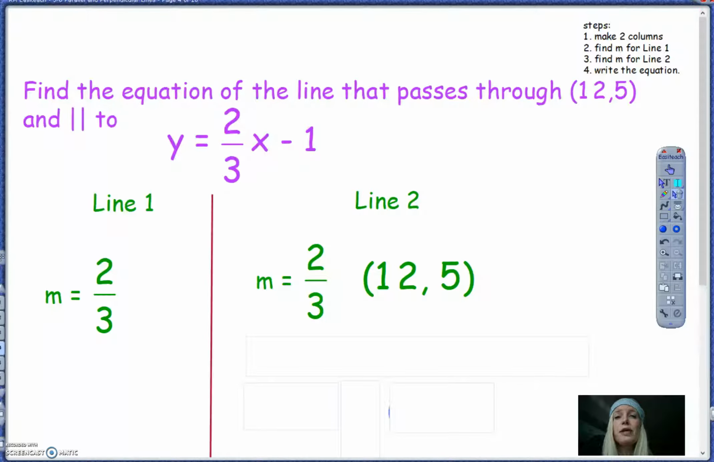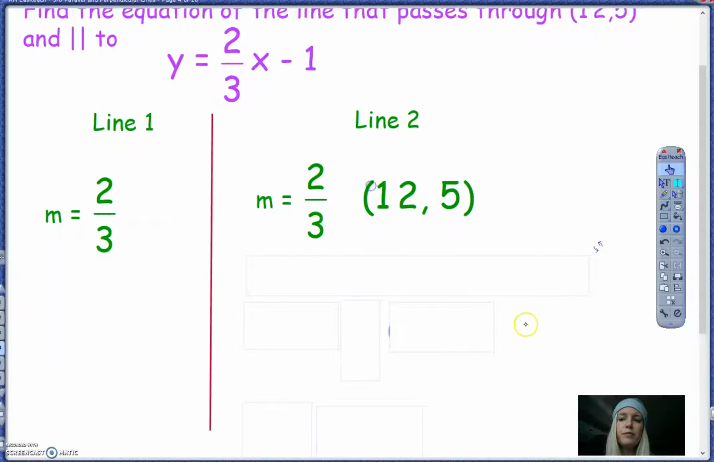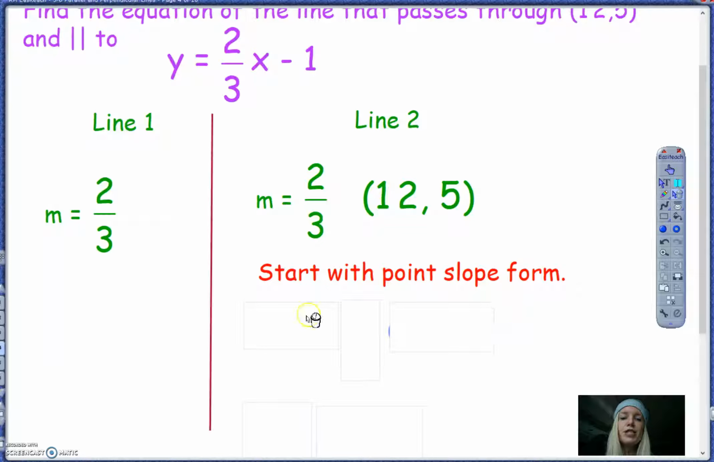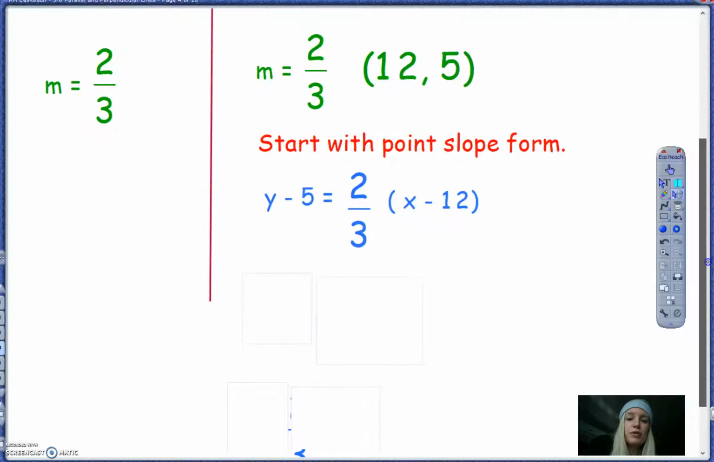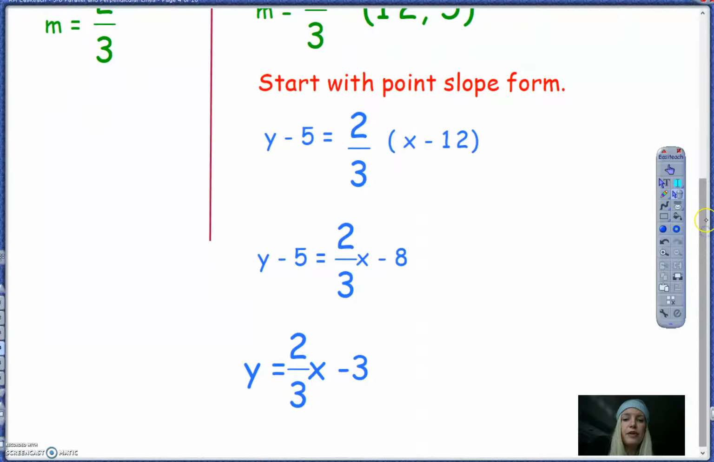All right, so now to write the equation for the second line, well, we have our slope and we have a point. So what we're going to do is we're going to use our point-slope equation. Start with your point-slope equation. So we have y minus 5 equals our slope times parentheses x minus 12. All right, so that's what's given. Now we just have to simplify this, because when you write your equation, you should write it in slope-intercept form. So what we're going to do next is we're going to distribute the 2/3, and you get that. And then you're going to add the 5 over to the other side, so the 5 to the minus 8, and you get the negative 3. And that's your answer, y equals 2/3 x minus 3.